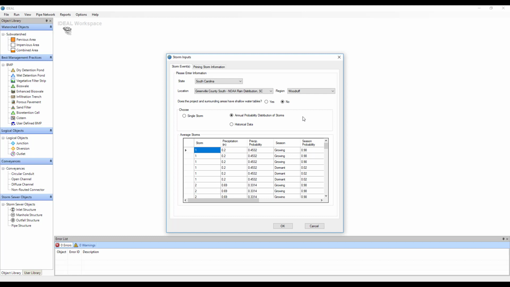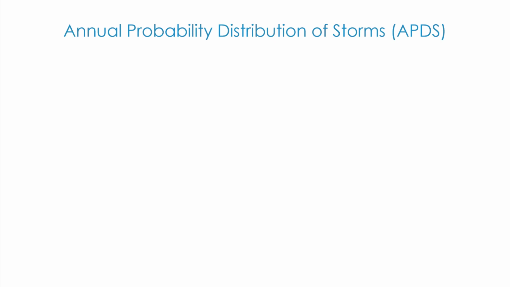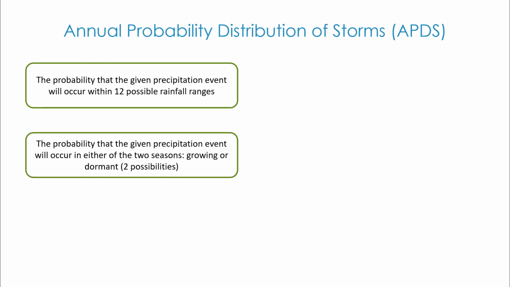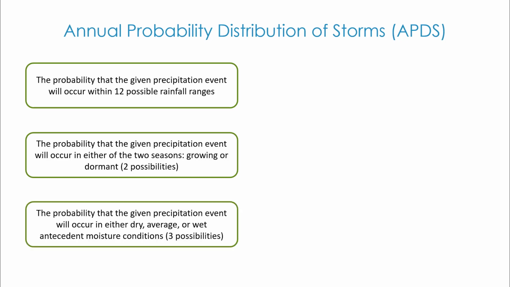The conditional probability distribution is calculated using historical rainfall data for the selected location and region. For each location, values were determined for the probability that the given precipitation event will occur within 12 possible rainfall ranges, the probability that the given precipitation event will occur in either of the two seasons, growing or dormant, and the probability that the given precipitation event will occur in either dry, average, or wet antecedent moisture conditions.